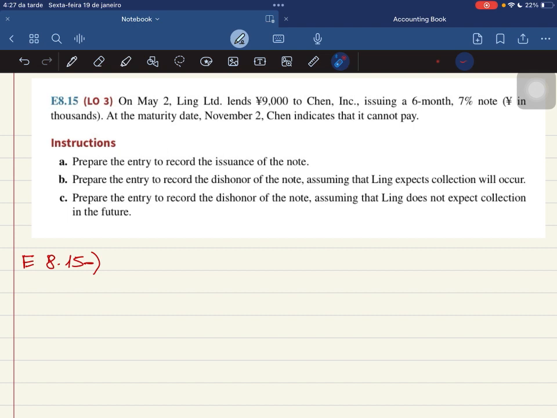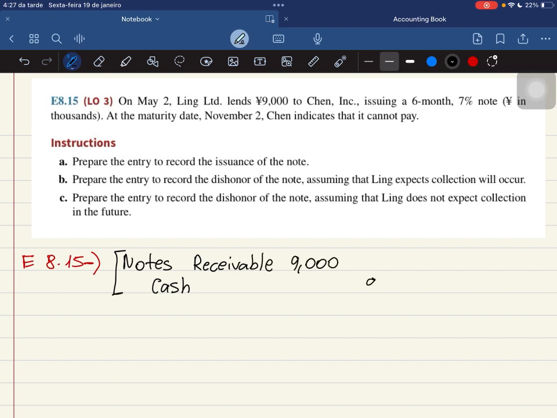So let's see. The first one, prepare the entry to record the issuance of the note. This one is easy, right? We just have to record that we received the note. So we lent 9,000 cash, so cash has to go down, and we received a note, so notes receivable has to go up, and that's why we have an entry like this, and the value is 9,000.